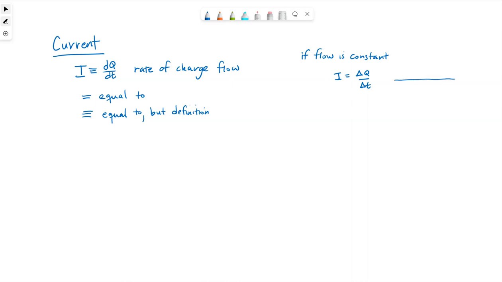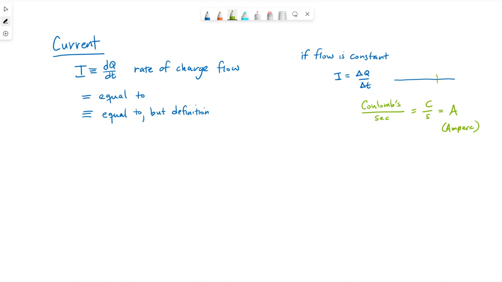Meaning, if we had a wire and we could watch charges pass by a specific point in the wire, there would be a certain number of coulombs per second. So, coulombs per second. This is the fundamental unit of current, but we also call this an ampere, or amp for short. And we use a capital A to represent the units of amps.